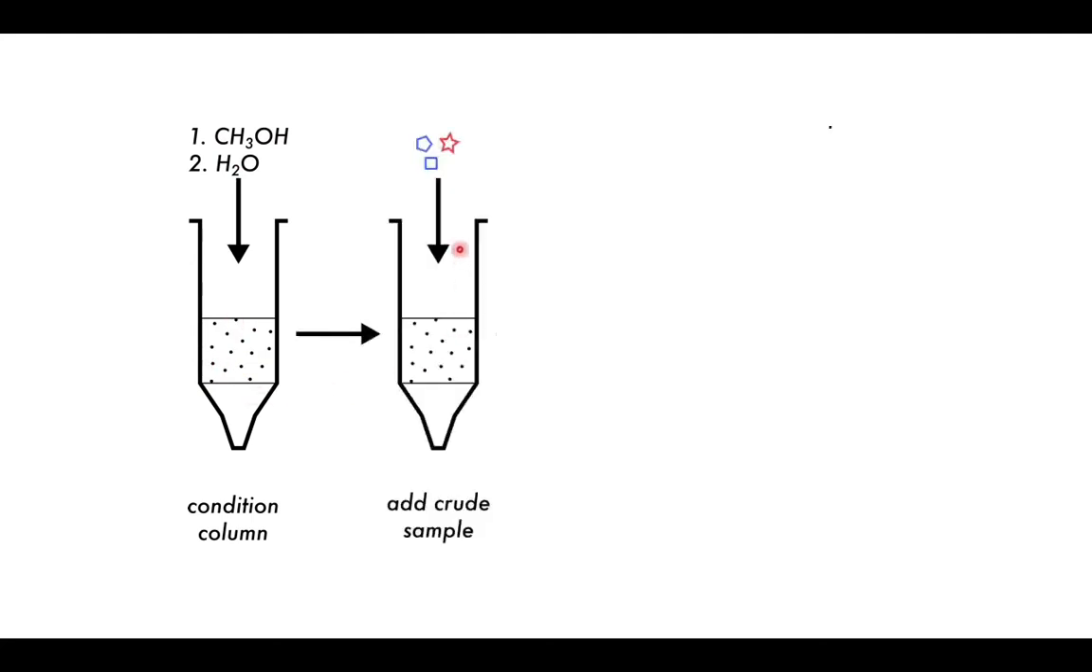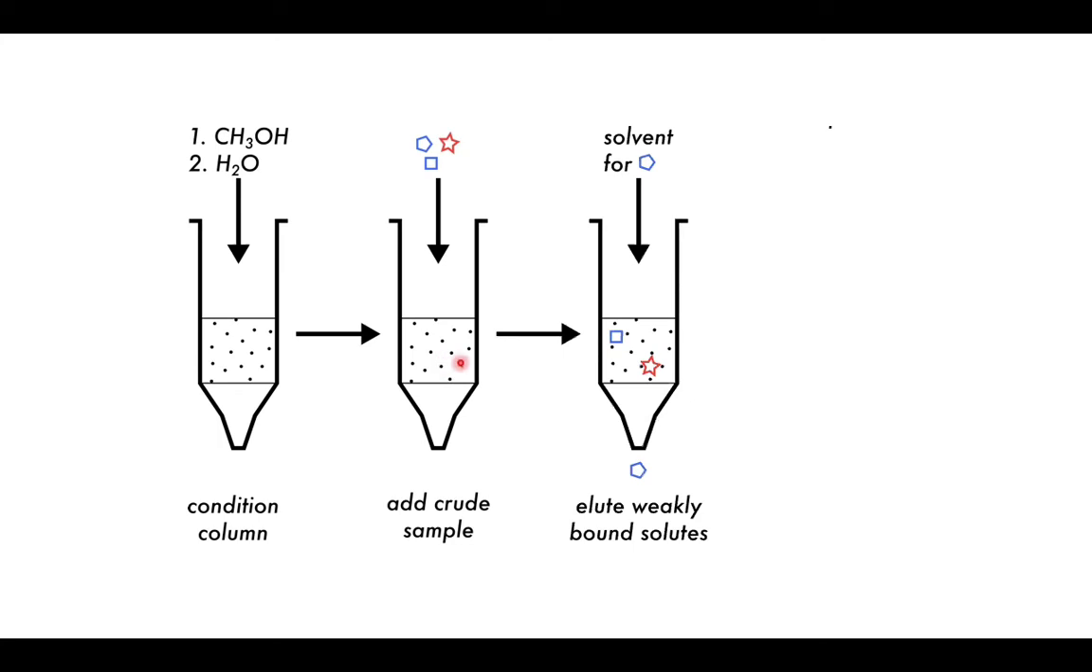Then we add our crude sample, and that will form a layer on top. Because of the nature of this chromatography medium, some of the particles in the crude sample will adhere more strongly to it. So they'll interact more strongly. Some of them will form stronger bonds to the material, and so they will get stuck in the column for longer.